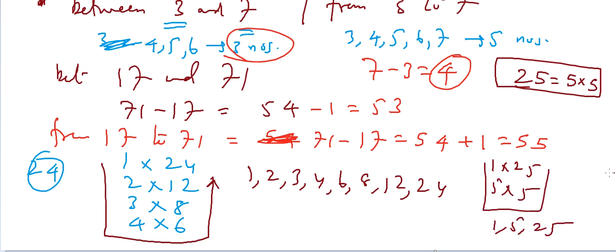Okay, same way, suppose we want to check whether the given number is a prime number or not. See, a prime number means what? It has exactly two factors. Divisible by 1 and the number itself. Okay, it should not have more than two factors. So how to check whether a number is prime or not? So I want to check whether say 37 is prime or not.